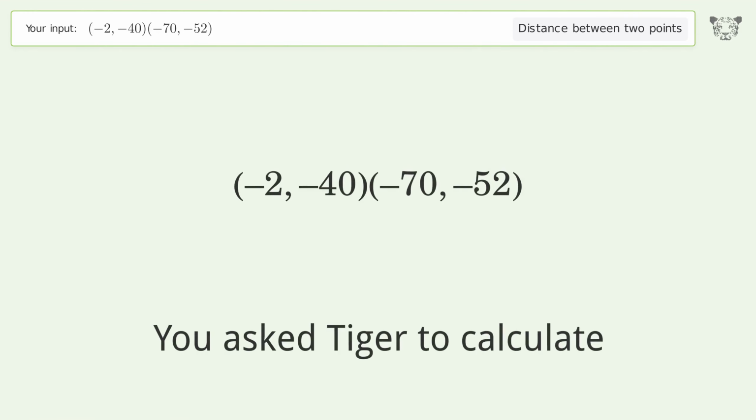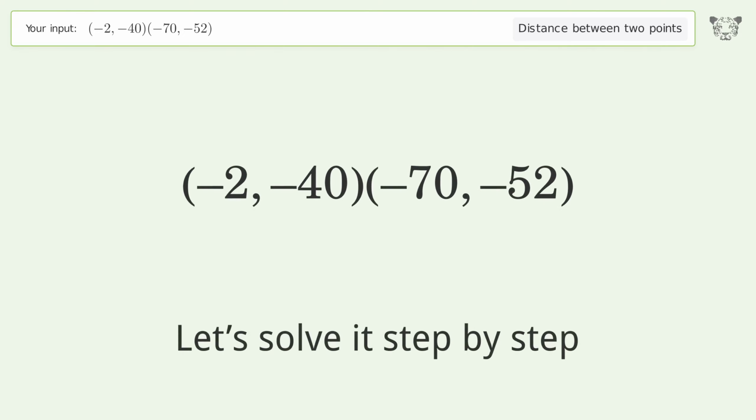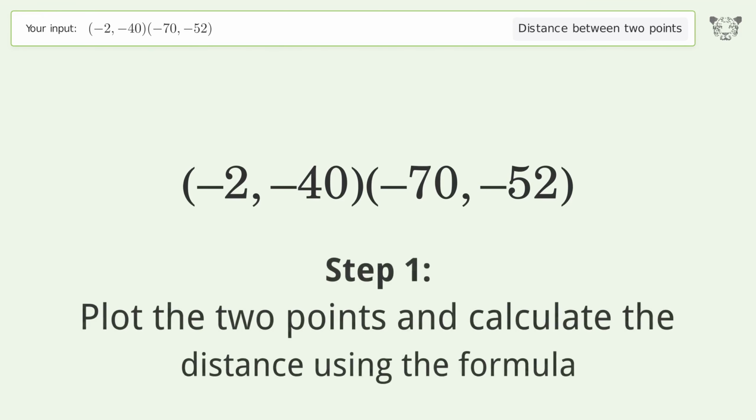You ask Tiger to calculate. This deals with the distance between 2 points. The distance between the 2 points is the square root of 4,768, or 69.051. Let's solve it step by step. Plot the 2 points and calculate the distance using the formula.